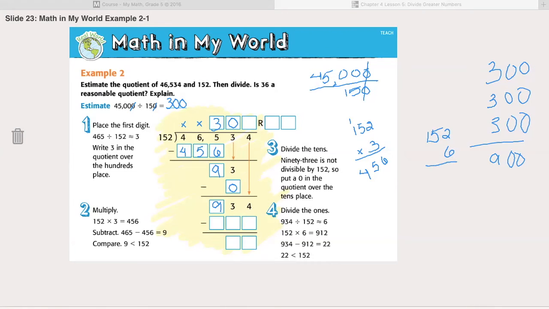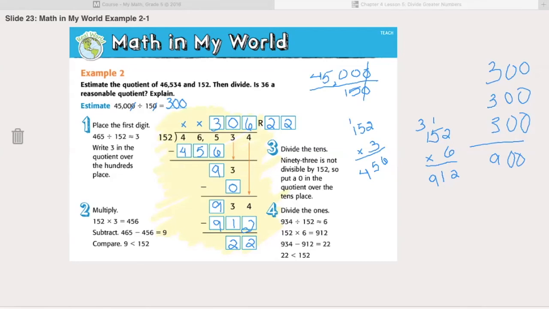Let's see what 6 times 152 is. 6 times 2 is 12. 6 times 5 is 30, plus 1 is 31. 6 times 1 is 6, plus 3 is 9. Okay, so 6 did work. 6 times 152 is 912. 4 minus 2 is 2. 3 minus 1 is 2. And 9 minus 9 is 0. So my remainder is 22.